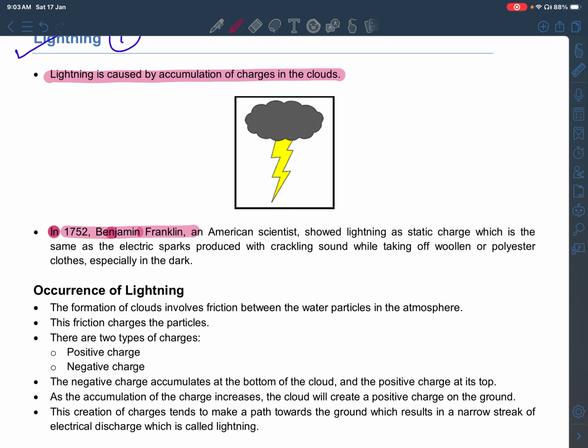Okay, he was an American scientist. He showed that lightning is a static charge. Static means those charges which can be transferred by rubbing the object or by coming in contact. So, it is the same as the electric spark produced with crackling sound while taking off the woolen cloth. You have the experience, you know, whenever you take off the woolen cloth, the crackling sound comes. Polyester cloth too, especially in the dark.